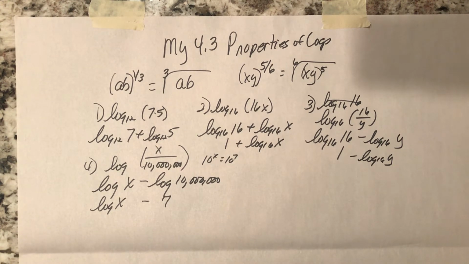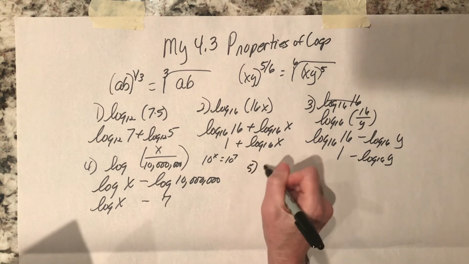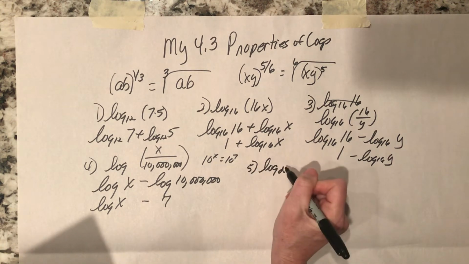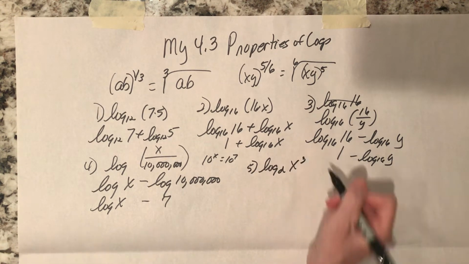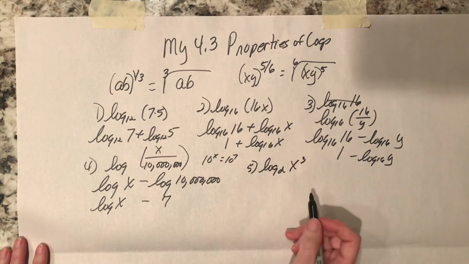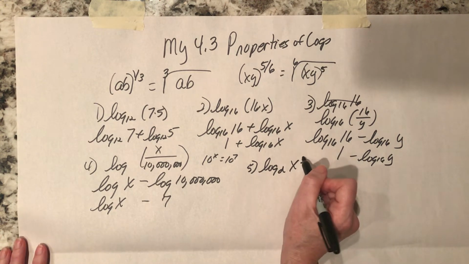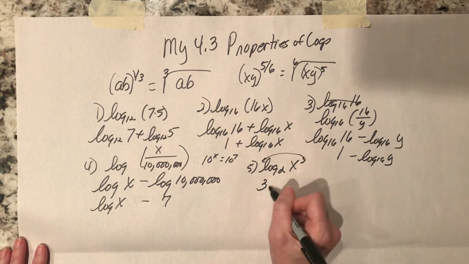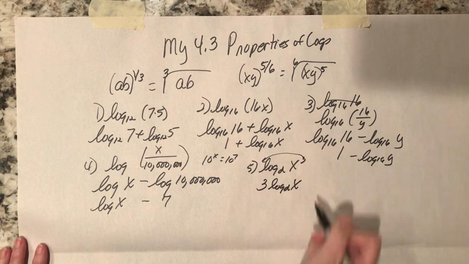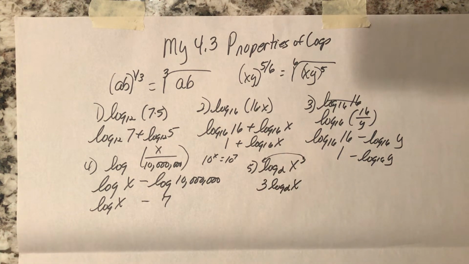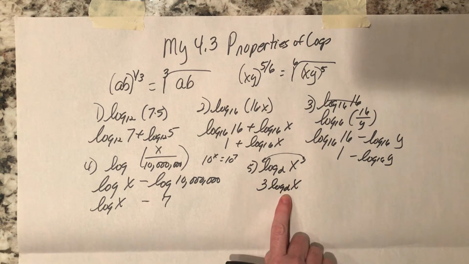Let's look at number 5. We've got log to the base d of x to the 3rd. So what this tells us is that we're going to have to sling that power in front. 3 times log to the base d of x. That's all we're going to be able to do with it because you can't put an exponent on d that'll make him become an x.